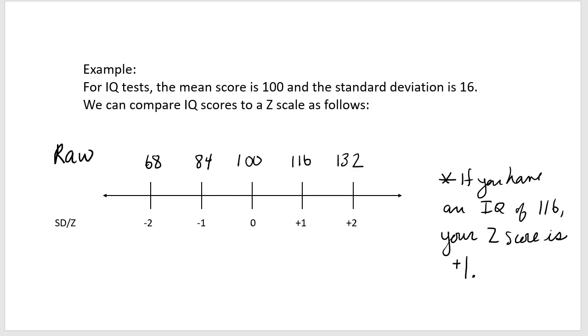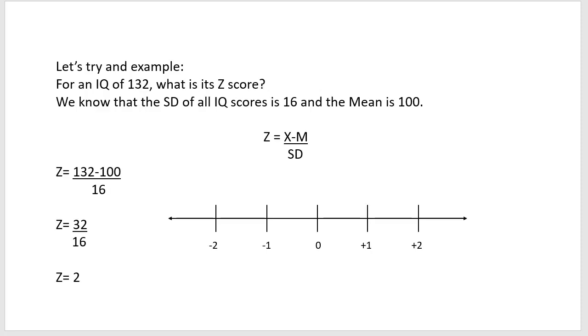That means that it has a z-score of +2. Let's look at the calculation to see how that works out mathematically. When we plug into our formula, we take our raw score of 132 minus the mean, which is 100, divided by the standard deviation, which is 16. So we get 132 minus 100 divided by 16. Z equals 32 divided by 16. Z equals 2. So an IQ of 132 has a z-score of +2.